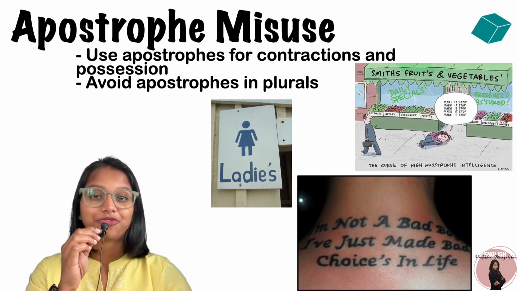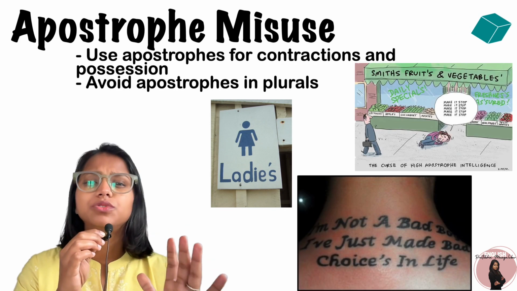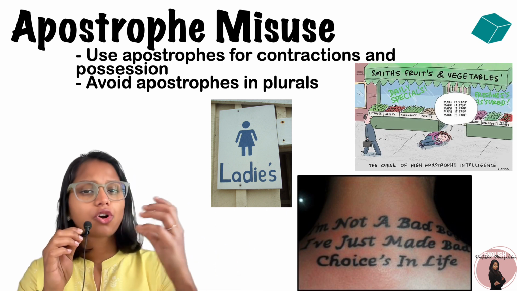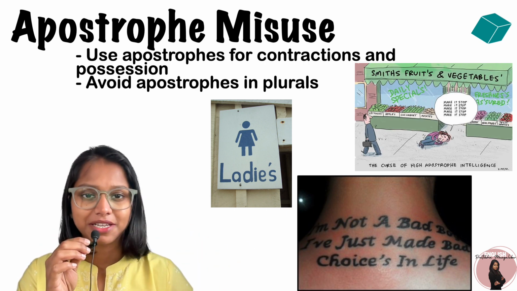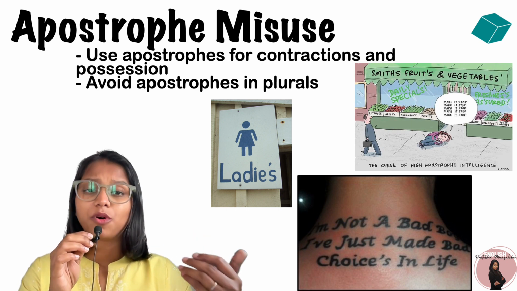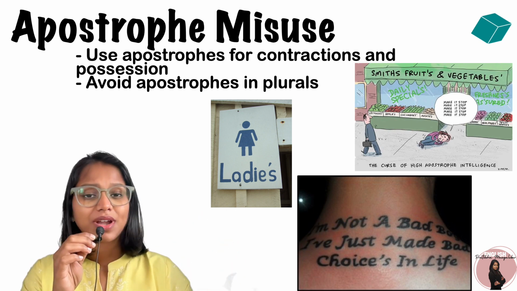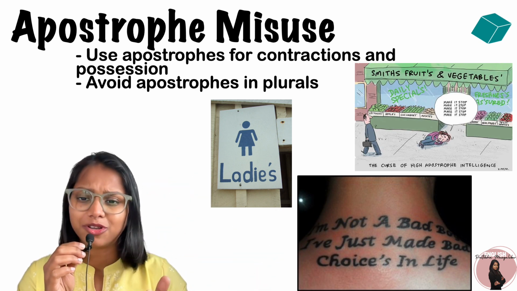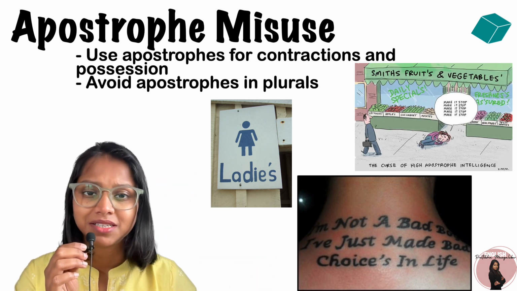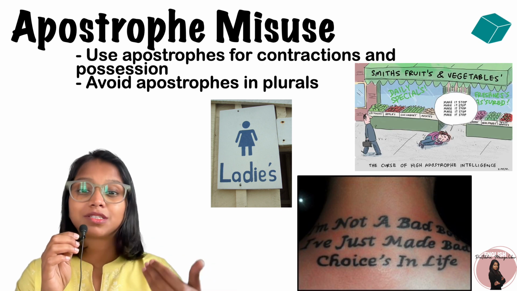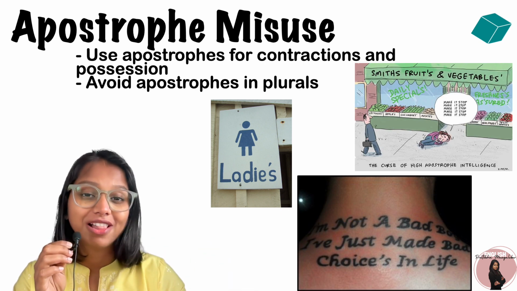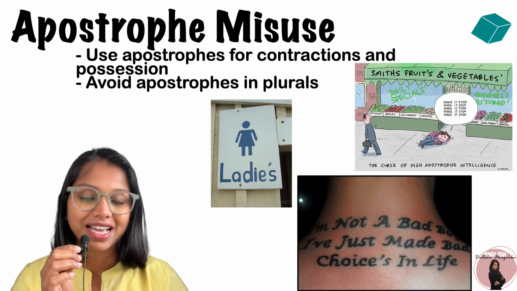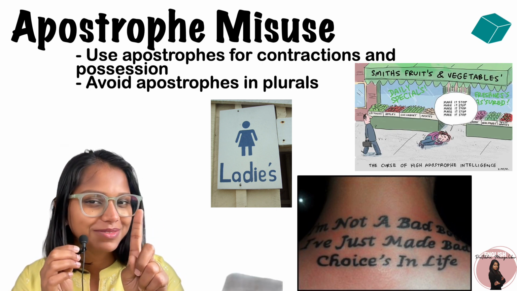Next is apostrophe misuse. Apostrophe misuse is a very commonly found grammar mistake. Use apostrophes for contractions and possessions correctly. Okay, avoid using apostrophe for plurals. Let us look at this example. Ladies. It's a ladies' toilet, and that apostrophe there is completely unnecessary. Yes? Next is Smiths, fruits, and vegetables. All the words have an apostrophe and all are unnecessary except one. Can you tell me which one?